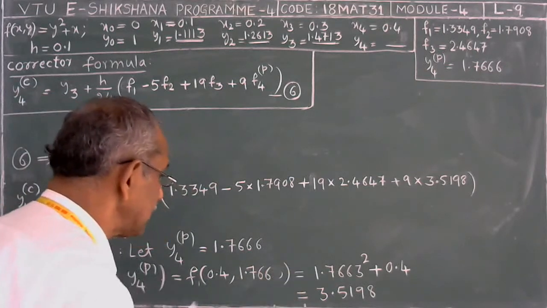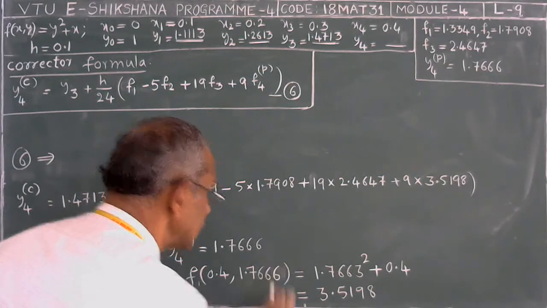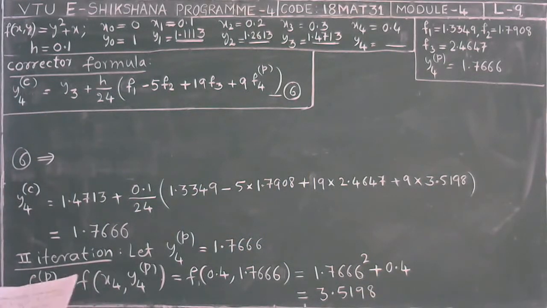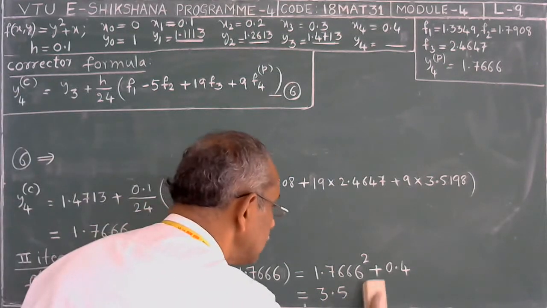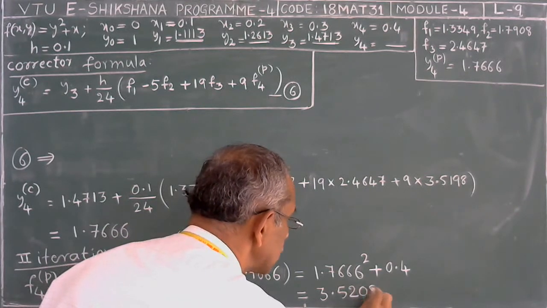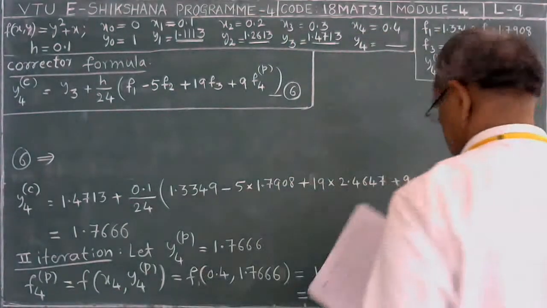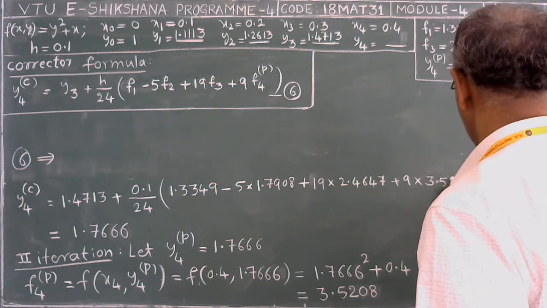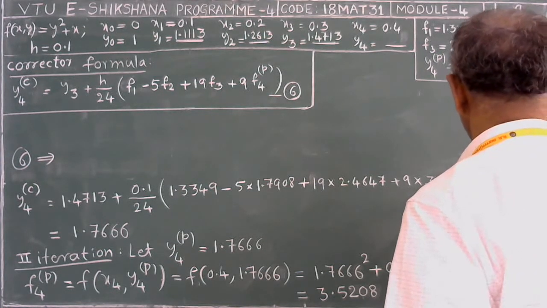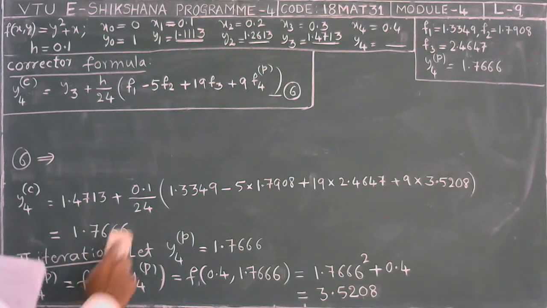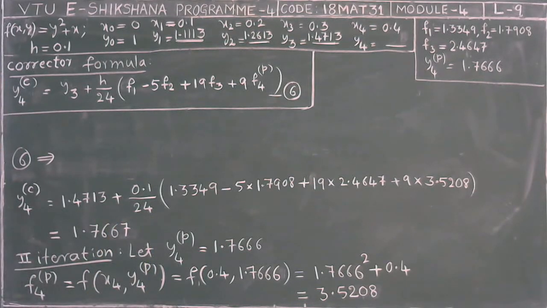Y4P is 1.7666. By definition, this is 1.766 square plus 0.4. Then if you do so, you get 3.5208. Now equation 6 implies Y4C, everything same. Only thing here is 3.5208. If you calculate, you get 1.7667. So after two iterations, the second iteration is completed, and now I got the corrected value Y4C as 1.7667.